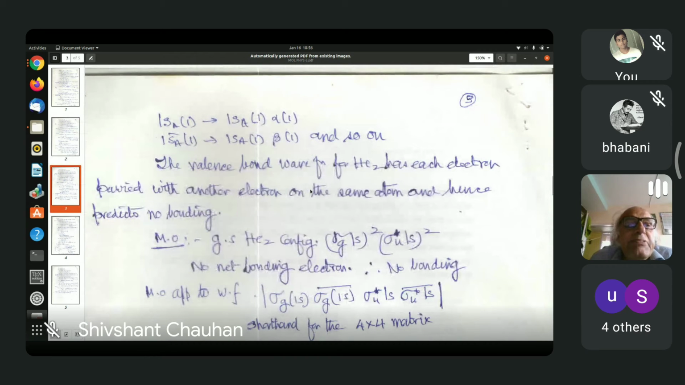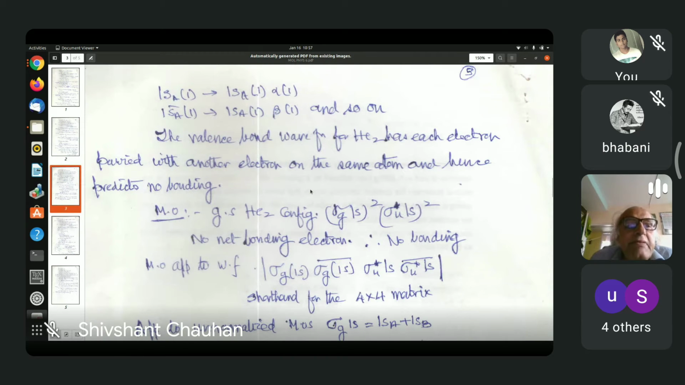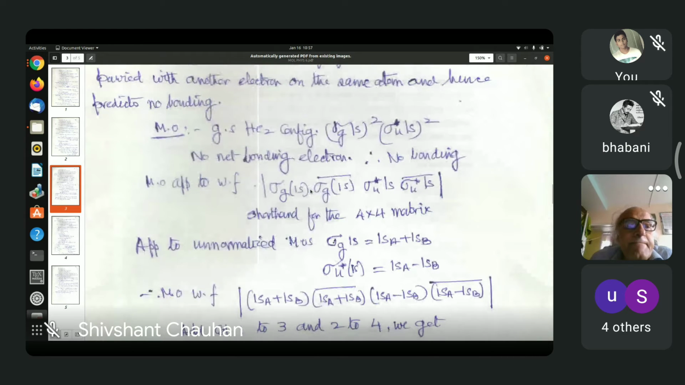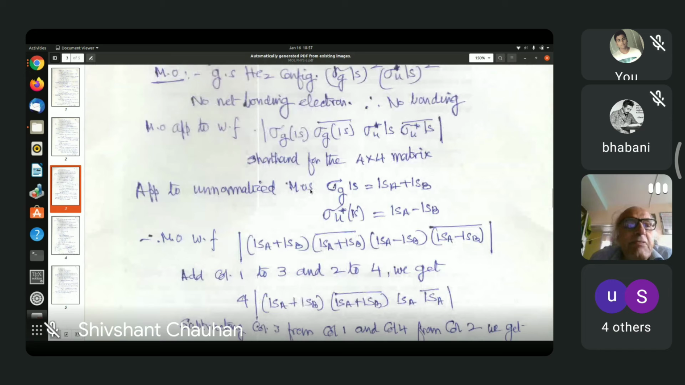Yes. So the ground state He2 configuration in molecular orbital theory: the G state will contain 2 electrons, so it will be sigma G 1s2, and then the U state will contain 2 electrons, so sigma U 1s2. So there is no net bonding electrons, and we have seen that already. The helium molecule will not be a stable molecule. Okay, we need not go into that. You go through this and you will understand this very well.